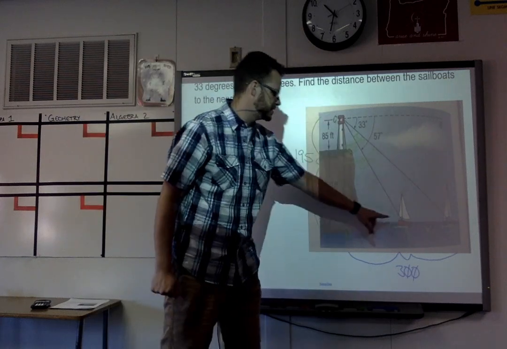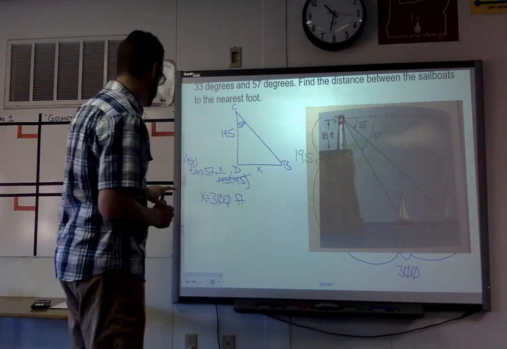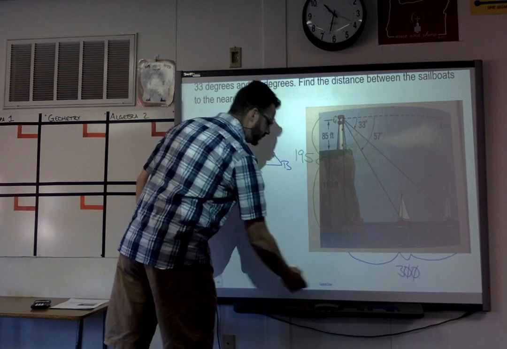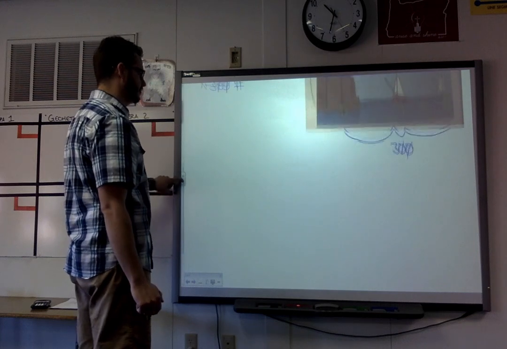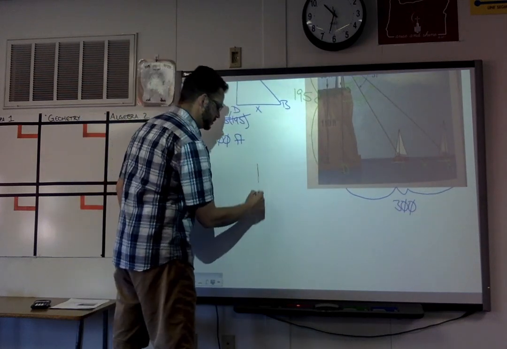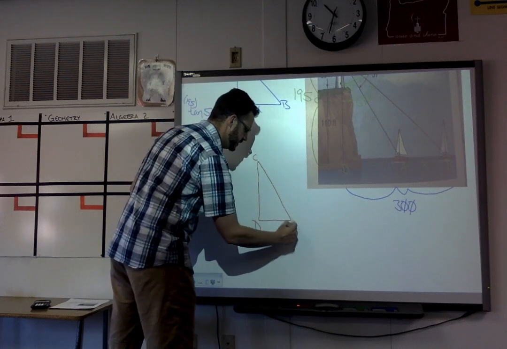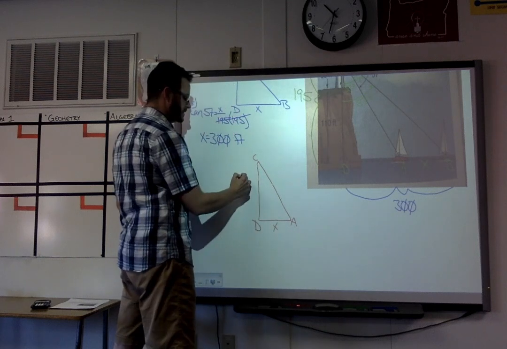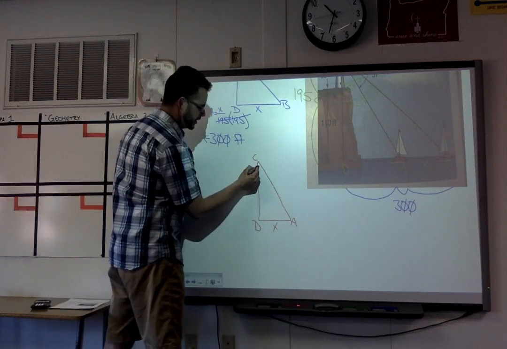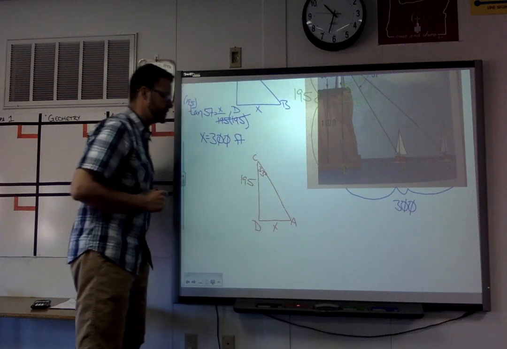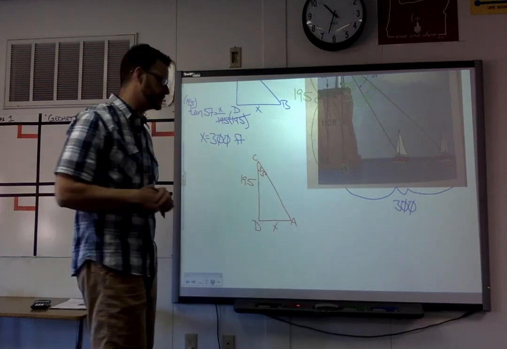Now I just need to find the distance from A to D and subtract that from 300, and that'll give me my final answer. So in order to do that, again, I'm going to draw a separate triangle using only the information that I need here. So this time I've got angle C, angle D, and angle A. I don't know AD. CD is still 195 feet. And then my angle here is 33 degrees. So using this, again, opposite and adjacent, so I'm going to be using the tangent function.